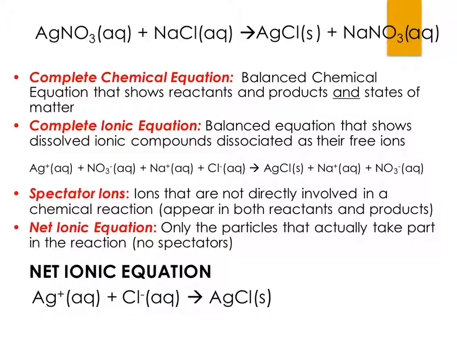Now we know what a complete chemical equation is. We know what a complete ionic equation is. Now we're going to separate these into their ions if they get separated. And we've done that right here, so we've separated this down here into its ions. So then we just have silver ions for my silver nitrate, nitrate ions for my silver nitrate, sodium ions for my sodium chloride, chloride ions for my sodium chloride.